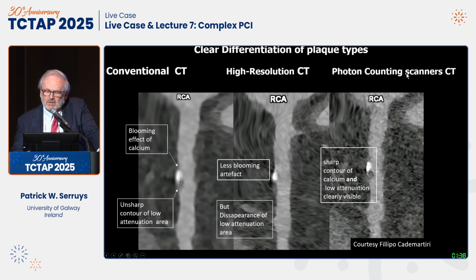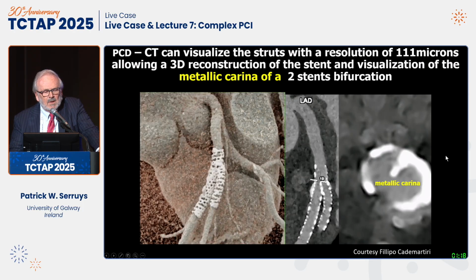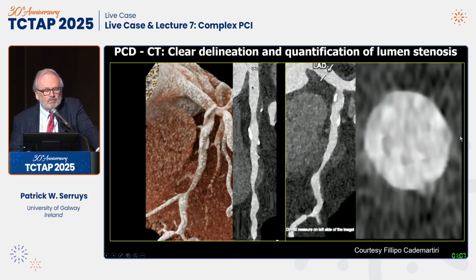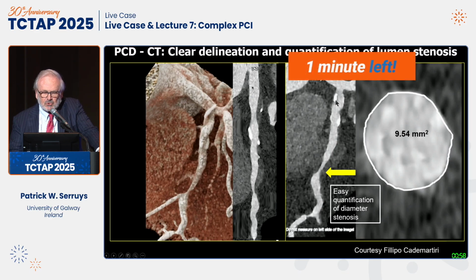And this is the photon counting scanner. You can see very sharp contour of the calcium, and the low attenuation is perfectly delineated. The photon counting scanner can clearly visualize stent strut by strut with a resolution of 111 micron. CT photon counting allowed a 3D reconstruction of the stent and visualization of the metallic carina of a two-stent bifurcation. Clear delineation and quantification of lumen stenosis, easy quantification of diameter.